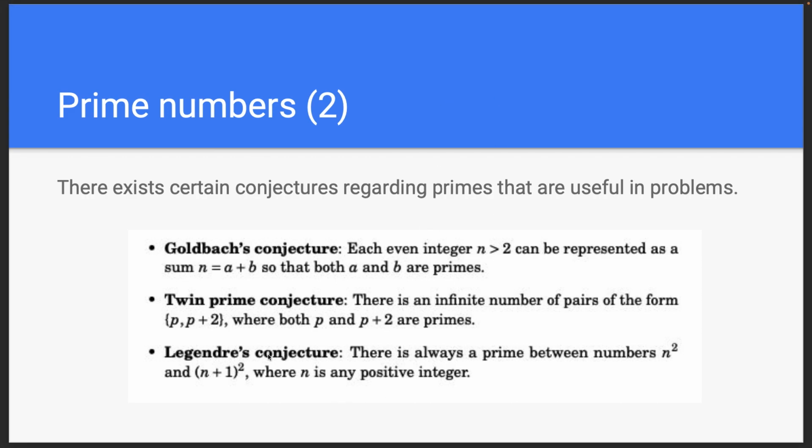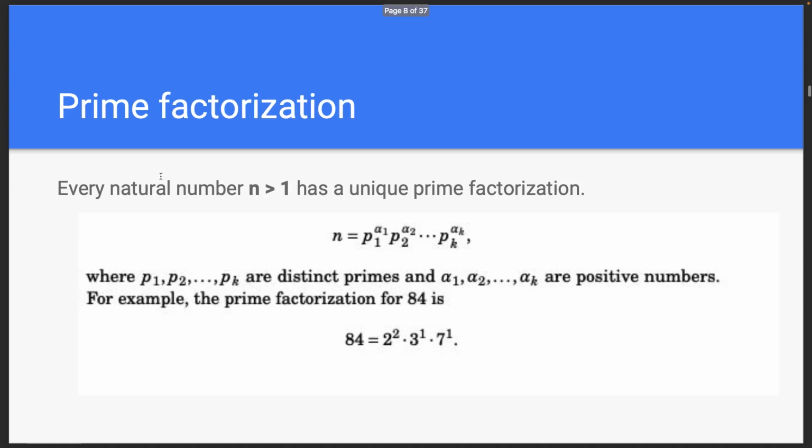Then the other two are not that common, but I'd say maybe Legendre's conjecture. I've seen it once before, and it says that there is a prime between n squared and (n+1) squared, but the last two are not very common. The first one is more important. It's just something to know that in some problem it may help to find a certain observation.